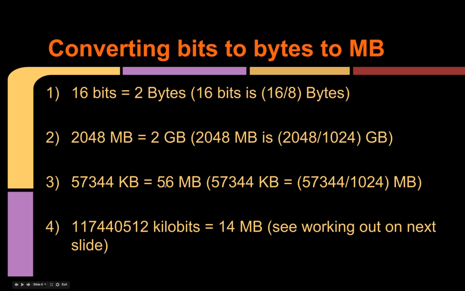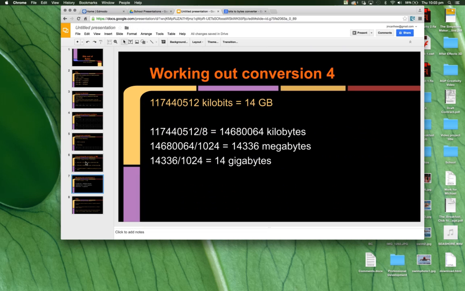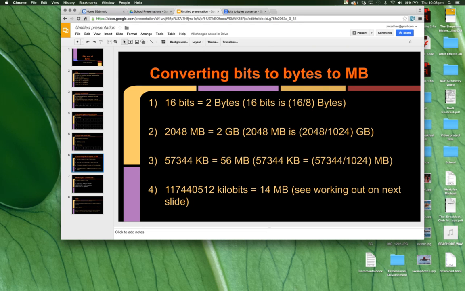57,344 kilobytes equals 56 megabytes. And again, this is just a simple conversion of dividing by 1024. Now, what about this number? We have 117,440,512 kilobits, which equals, I think that's supposed to be megabytes actually, so sorry, not megabytes, gigabytes. Yes, so let's just quickly fix that.